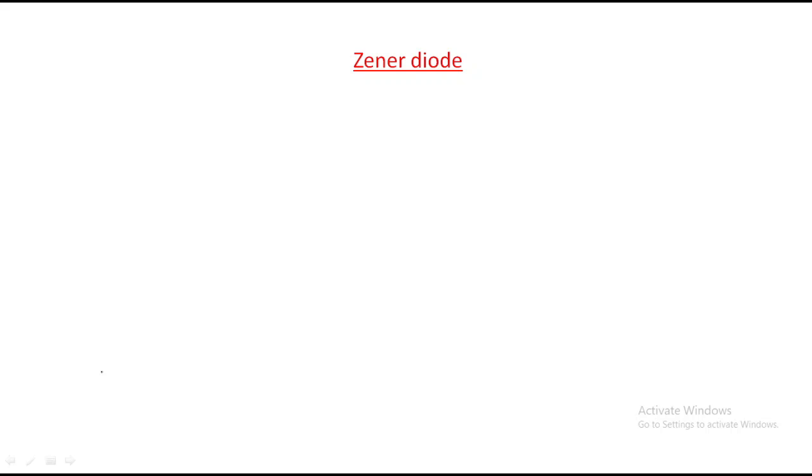Hello students, in this class we will discuss the GNR diode. Up to now we discussed the normal junction diode. The normal junction diode is represented with a symbol: this is the p-type semiconductor and this is the n-type semiconductor, and the combination is given. But the GNR diode symbol is like this.